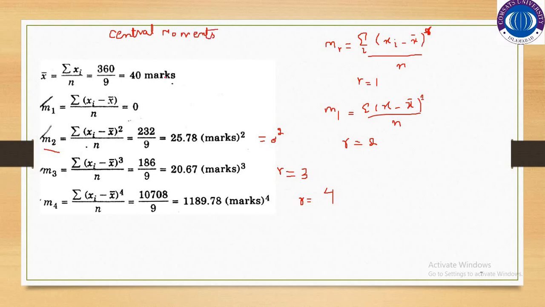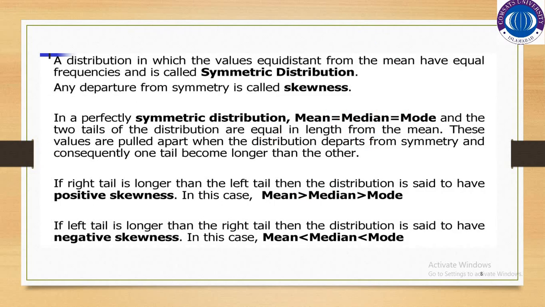So what is symmetry and skewness? Basically, we have found the four moments about the mean. So what we are going to do is use those moments to find some particular features of the data, like the symmetry of the data and the peakedness of the data.